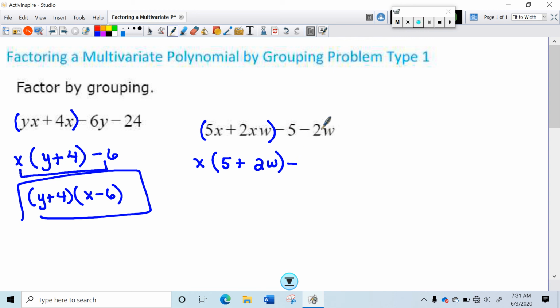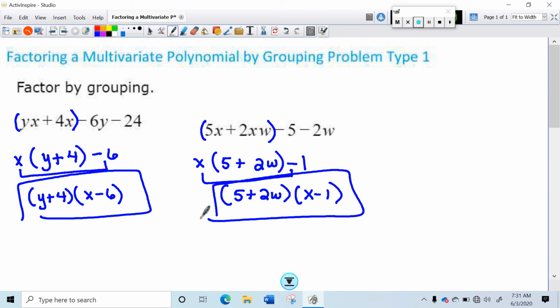Now, for a 5 and a 2w, there's nothing that you can divide both of those by, so if the answer is nothing, you put a 1, because you can always divide anything by 1, and you have to have a number here. So I've got 5 plus 2w in my parentheses, and then these 2 things go together, x minus 1, and that one's done.